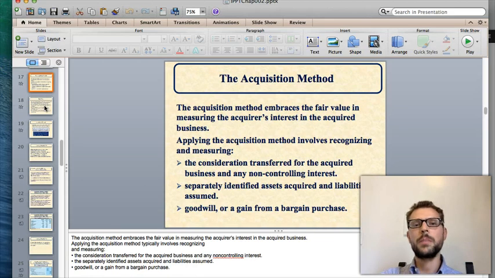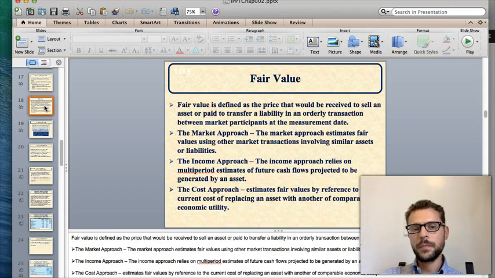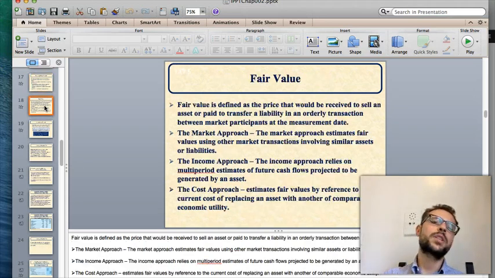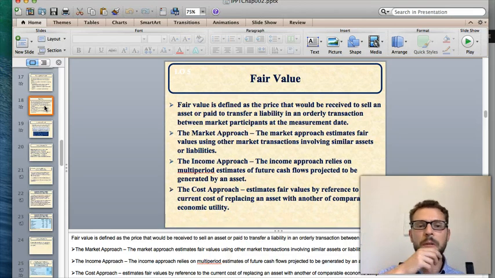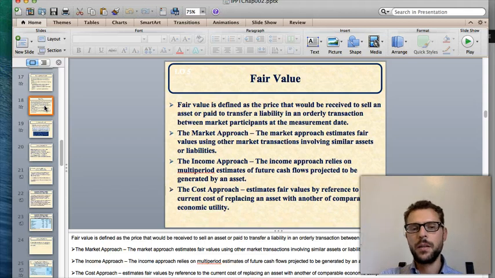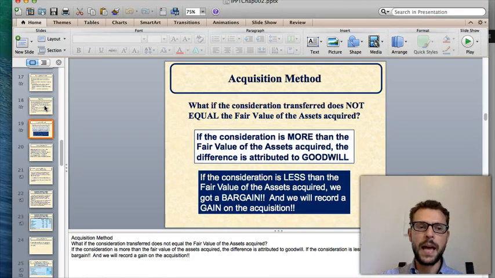For the acquisition method, looking at how a company actually gets combined, you just have to see the fair value of the company, how much they are paying to acquire it, and whether they were paying fair value for it. I'm going to look a little first at what fair value is, but essentially fair value we mostly look at as the market approach. What would somebody else pay for this company? What would somebody value this company at?